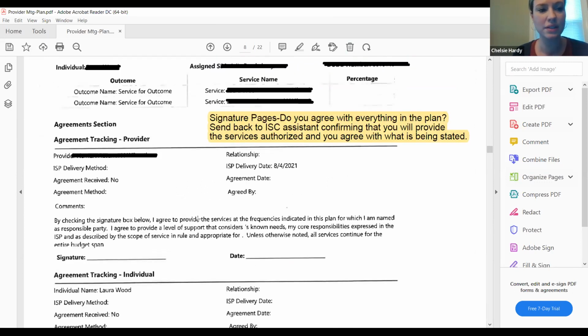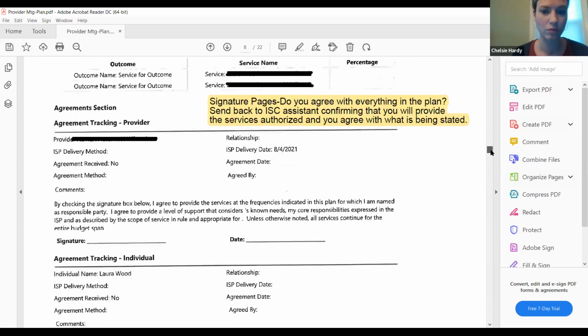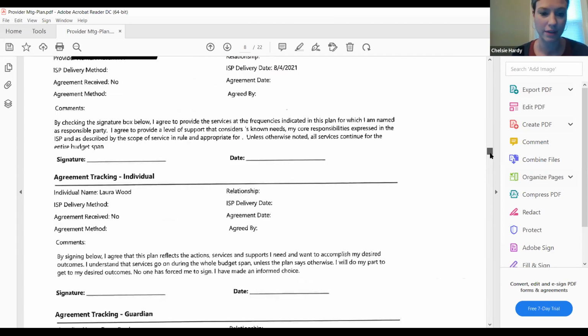So normally, and it kind of depends how this is printed, this is the signature page. Normally this is on the very back of the plan. This should have the providers that are part of the plan. This is when you are signing and saying, yes, we agree to this plan, the information in here is correct, and we agree that we're going to provide those services.